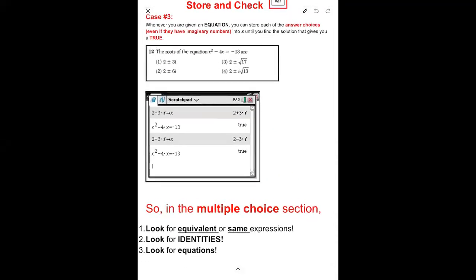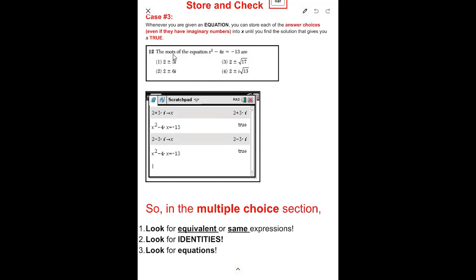I'm trying to make this a little larger. All right, so it says, what are the roots of the equation x squared minus 4x equals negative 13? First of all, you should know that this is a quadratic equation. That means that there could be as many as 2 solutions, so you should be looking for 2 answers.